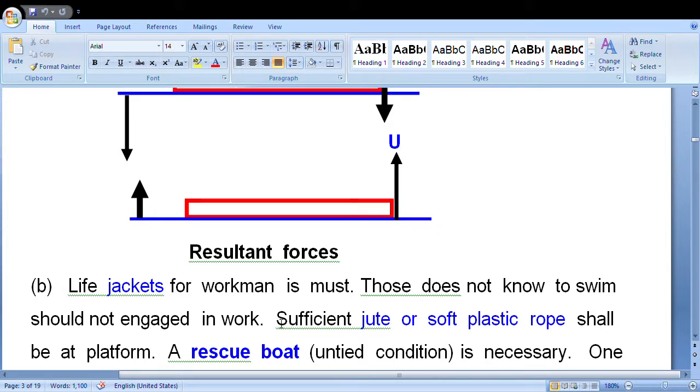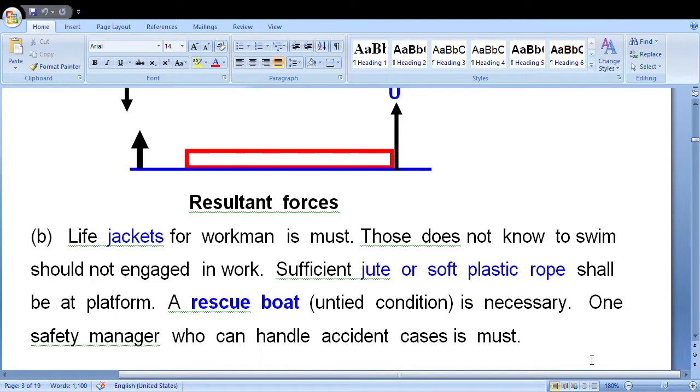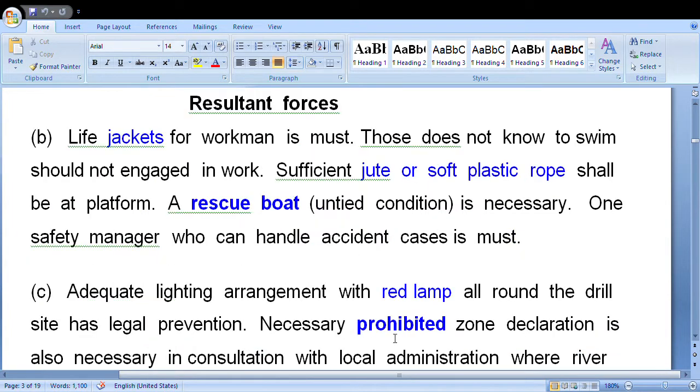I have some bitter experience. Sufficient jute or soft plastic rope shall be at the platform. A rescue boat in untied condition is necessary. One safety manager who can handle accident cases, that is the first stage. In case of accident, if someone drowns in the water, he may be nervous, so he should be treated immediately aside before shifting to hospital. So another most important thing for saving oneself and others, that is: save yourself and let others be saved.